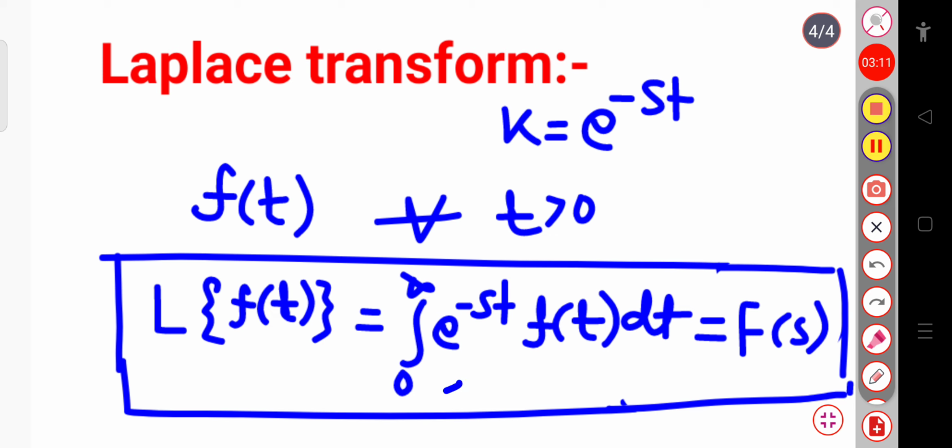Here you can see the kernel is exponential minus st. The function f of t is multiplied by the kernel, that is exponential minus st, and the result is integrated with respect to t. This integration is from t equal to 0 to t equal to infinity. And here we consider that this f of s must exist.